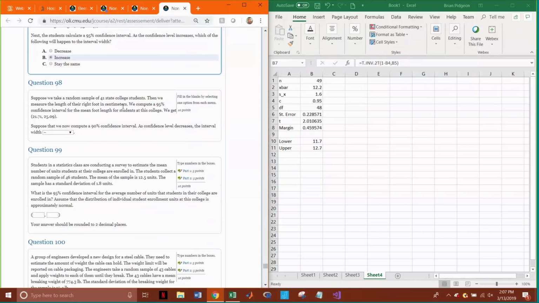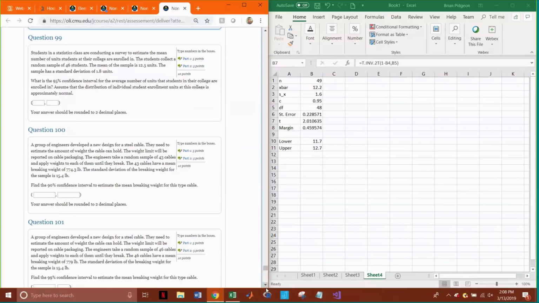98. We constructed a 95% confidence interval, and suppose that we now compute a 90%. Well, we are decreasing the confidence level, which means the width of the interval decreases. All right, now we're just constructing a bunch of confidence intervals.